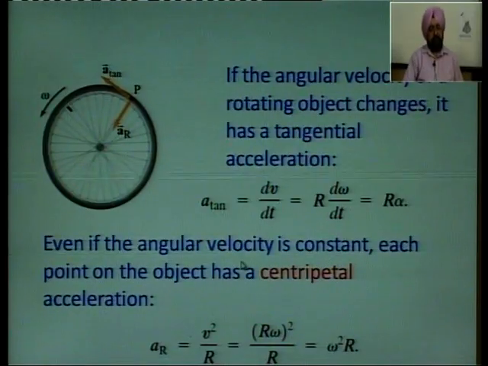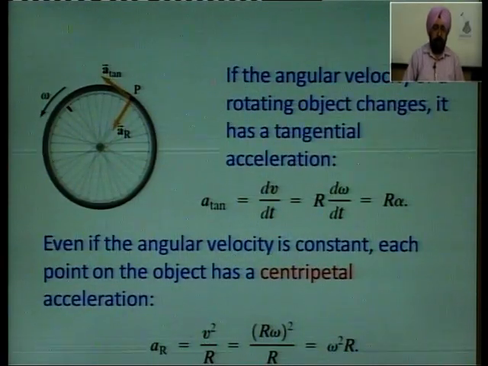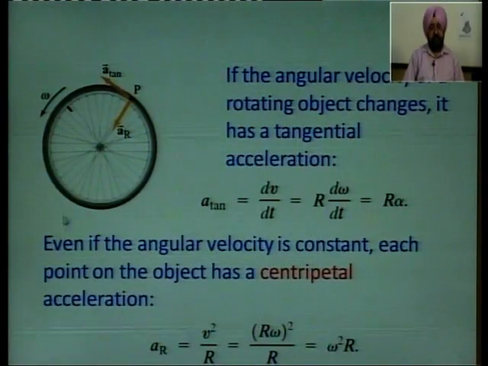If the angular velocity of a rotating object changes, then it has tangential acceleration. If the angular velocity is constant, then tangential acceleration will be 0, but the object will have centripetal acceleration. This means if a body is rotating around some fixed axis, then it can have two kinds of acceleration, one called tangential acceleration and the other called centripetal acceleration.